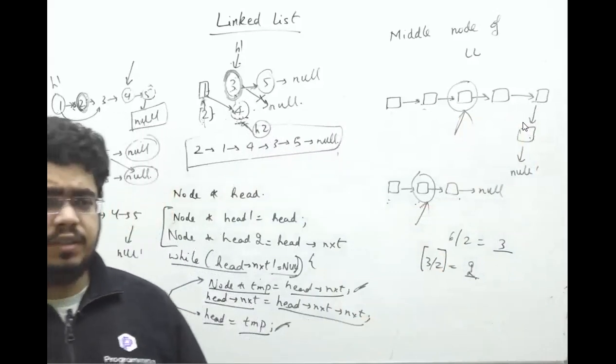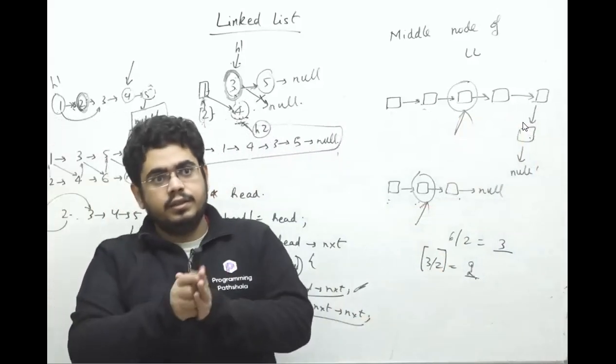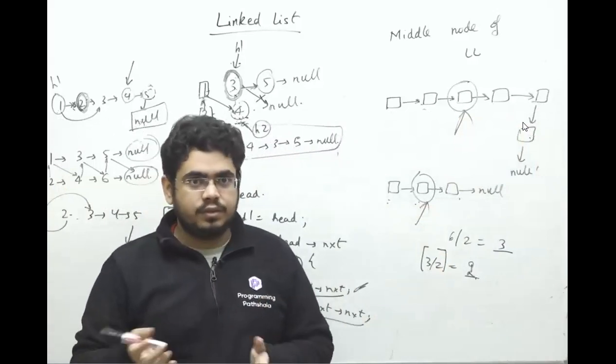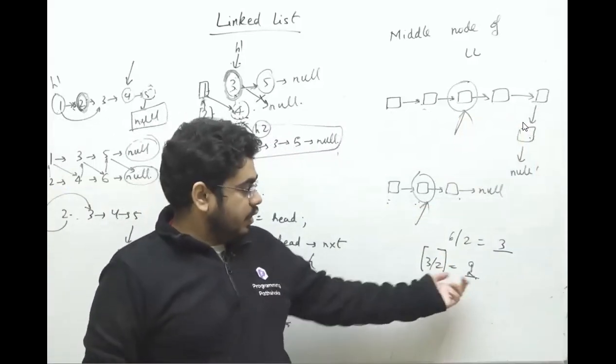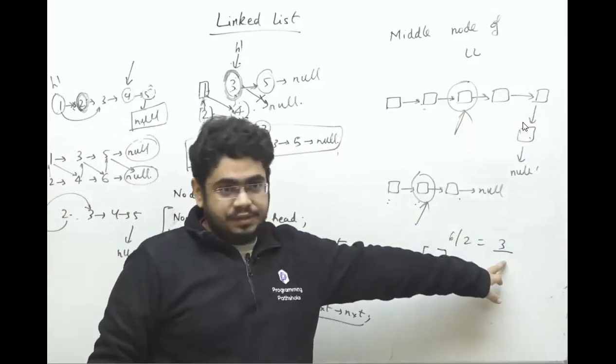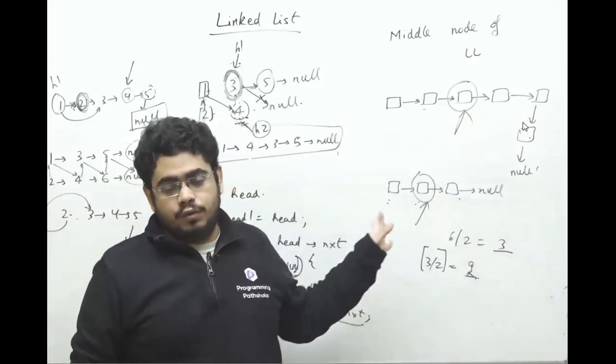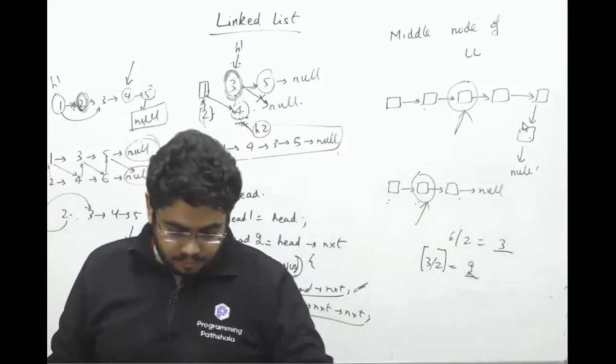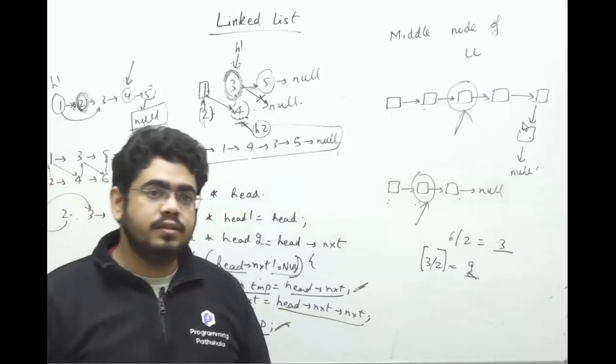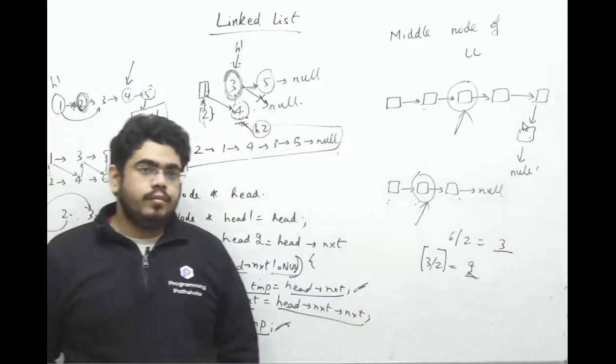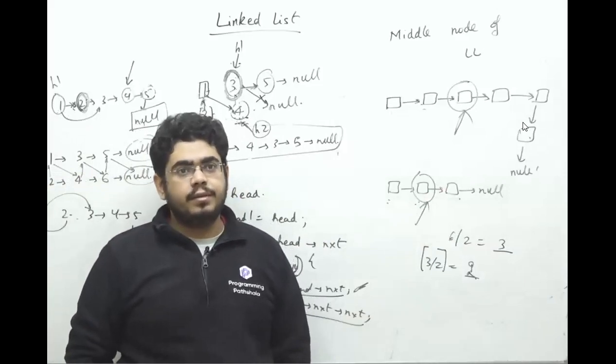Does that make sense to everyone? Simple. Just iterate, count. You'll get x, divide by 2. If it's odd, plus 1. If it's even, then as it is, and just find that particular node from the starting. Everyone, does this make sense? Count and divide by 2.